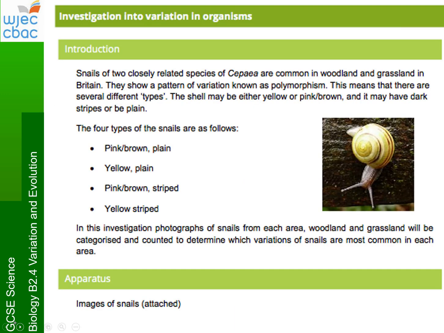Now, this is normally done as a practical task in school. We don't use real snails, but the data that we've collected has come from scientists working in the field, collecting snails by random sampling. This is what one of the snails might look like, and they're called Cepaea. They're common snails. Snails of two closely related species of Cepaea are common in both woodland areas and grassland areas in Britain. They show a pattern of variation called polymorphism.